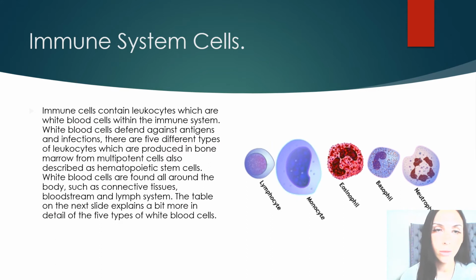Immune system cells contain leukocytes, which are white blood cells within the immune system. White blood cells defend against antigens and infections. There are 5 different types of leukocytes, which are produced in bone marrow from multipotent cells, also described as hematopoietic stem cells. White blood cells are found all around the body, such as connective tissues, bloodstream and lymph system. The table on the next slide explains a bit more in detail the 5 types of white blood cells.